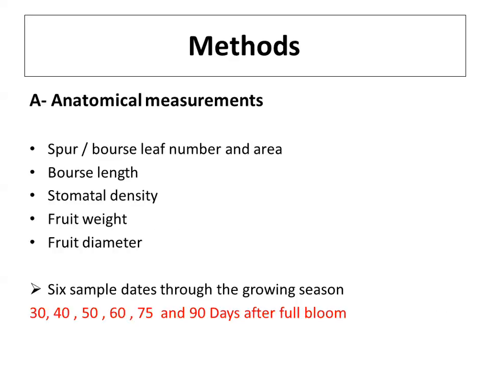We have 2 types of measurements here. The anatomical measurements: the spur leaf number and area, the spur length, stomatal density, fruit weight, and fruit diameter. We have 6 sample dates through the growing season, plus the end of the season. We have around 100 spurs for every cultivar, fruited and defruited.